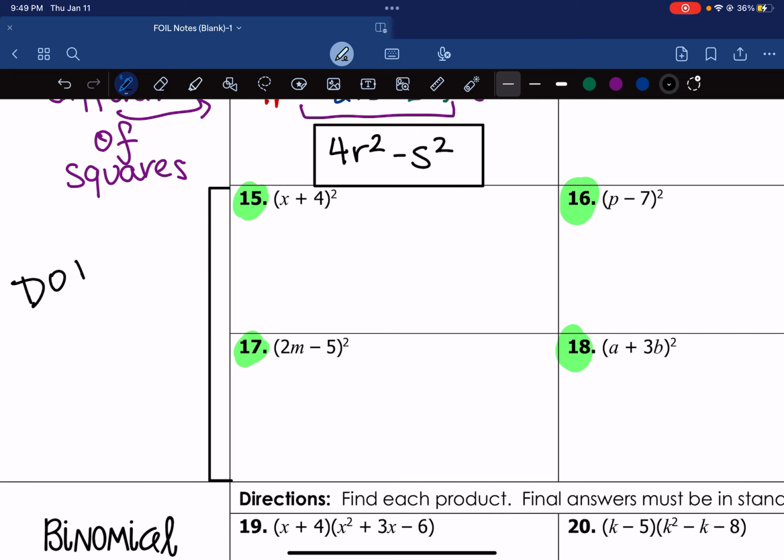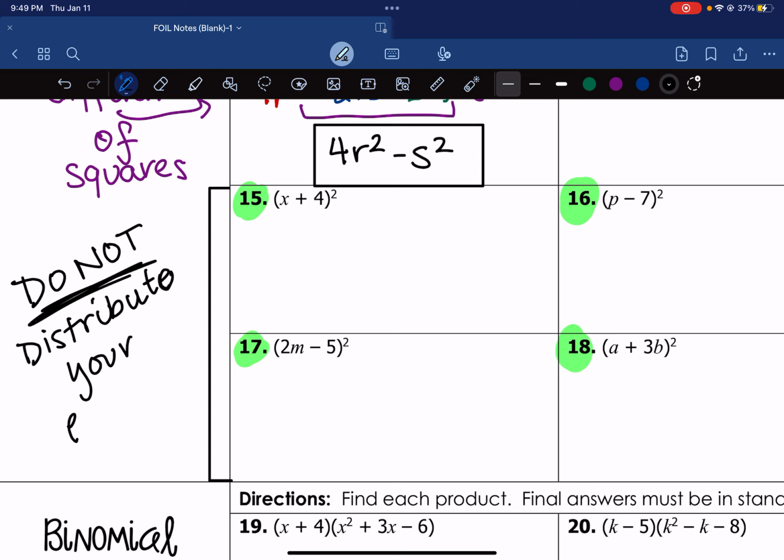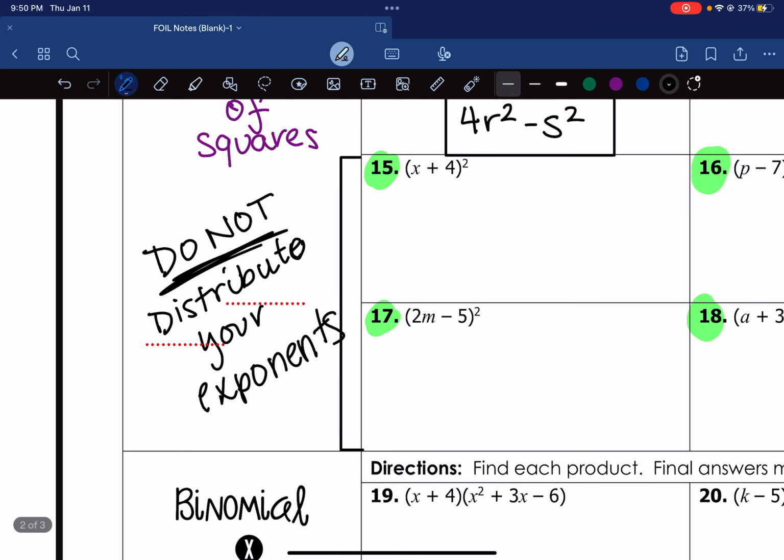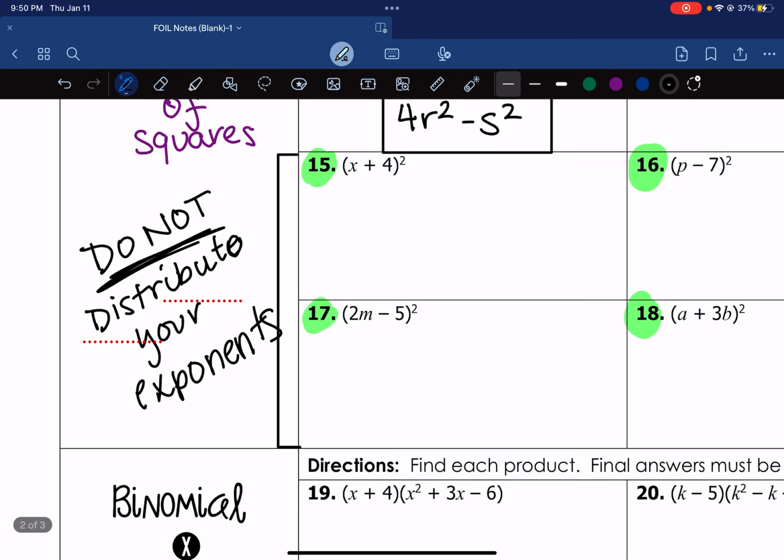Do not, under any circumstances, distribute your exponents. Do not distribute your exponents. You distribute your exponents, I take away all candy privileges. No one gets any more candy. All right? Do not distribute your exponents. You distribute your exponents, I get sad.